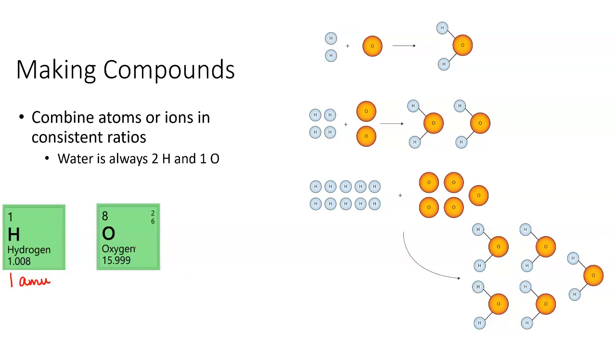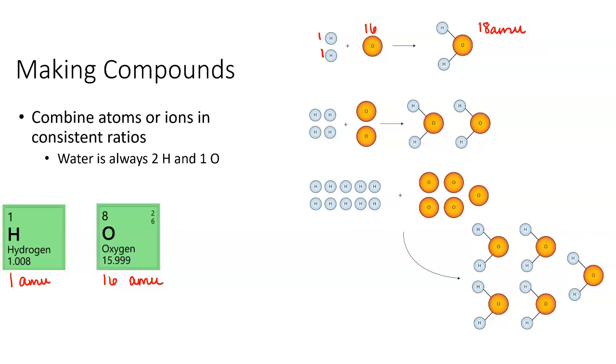And then oxygen, the most common isotope is oxygen-16, and so we would have 8 protons and 8 neutrons, and so we can say that is 16 AMU. So if hydrogen is 1 and oxygen is 16, that means that a single molecule of water has to have a mass of 18 AMU.